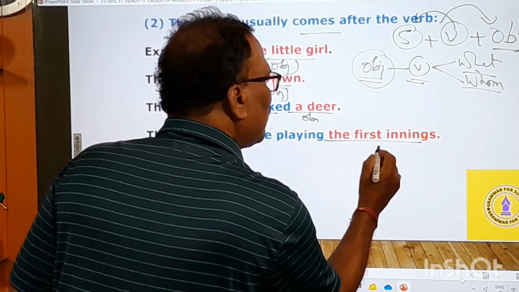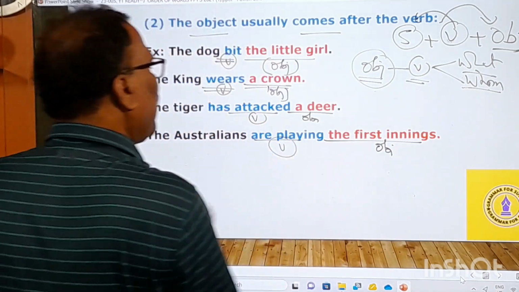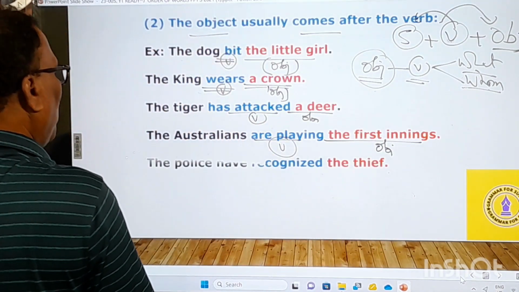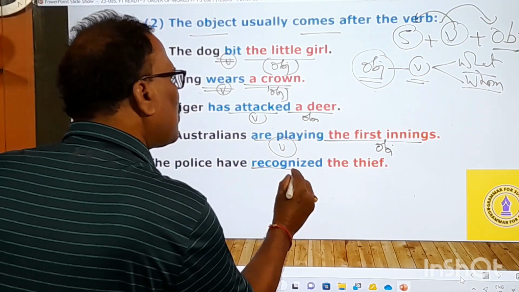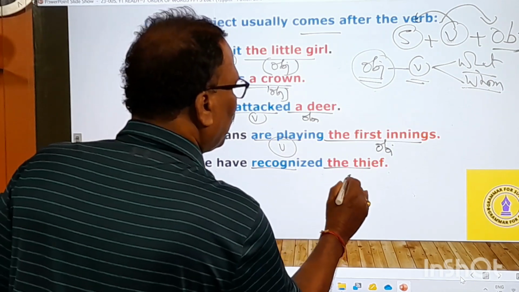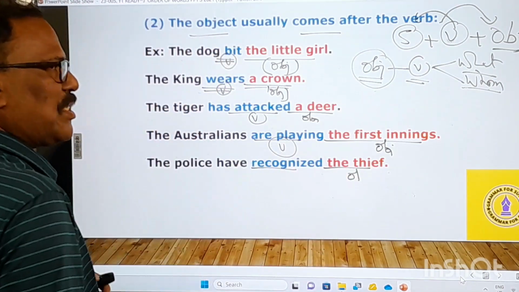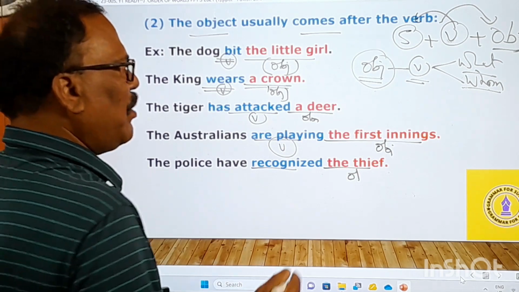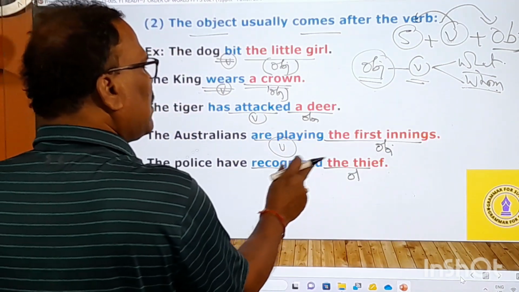The first innings. This is the object. And what is the verb of that? No, action. The playing is the verb. And here the police have recognized the thief. The police have recognized what or whom? The thief. No, what? You don't get any answer for this. When you don't get any answer for this, you try with this. Then you say the police have recognized whom?